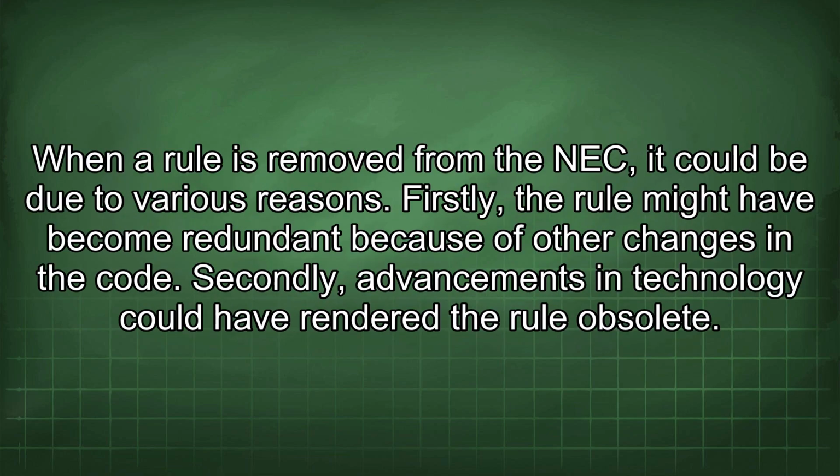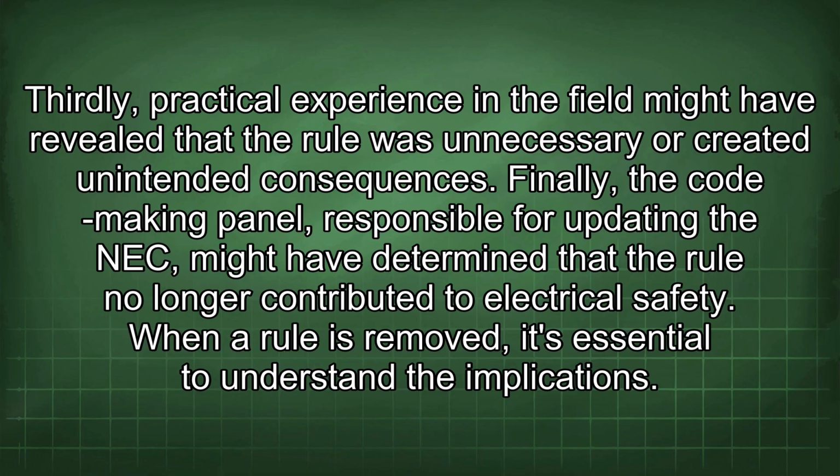When a rule is removed from the NEC, it could be due to various reasons. Firstly, the rule might have become redundant because of other changes in the code. Secondly, advancements in technology could have rendered the rule obsolete. Thirdly, practical experience in the field might have revealed that the rule was unnecessary or created unintended consequences. Finally, the code-making panel responsible for updating the NEC might have determined that the rule no longer contributed to electrical safety. When a rule is removed, it's essential to understand the implications.